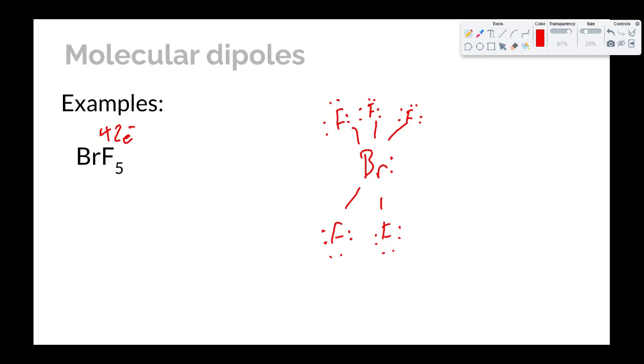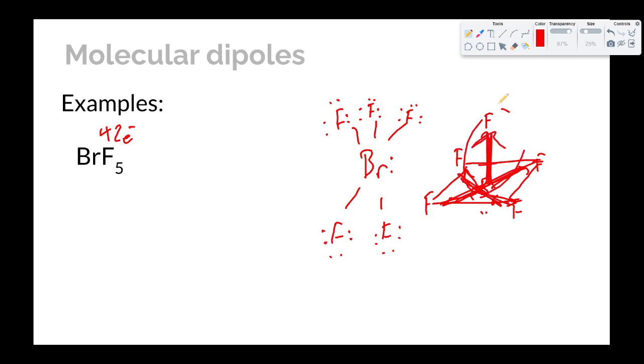Square pyramidals are asymmetrical, and so this should be polar. We'll sketch it out. Central bromine is here. We have a fluorine, fluorine, fluorine, fluorine here. The dipoles are going to face towards fluorine like they always do because fluorine is the most electronegative thing there is. And then we've got this upper fluorine, but there's no downward fluorine because there's just a lone pair down here. So these dipoles cancel, but this one has nothing to cancel it out, so that's the overall molecular dipole.